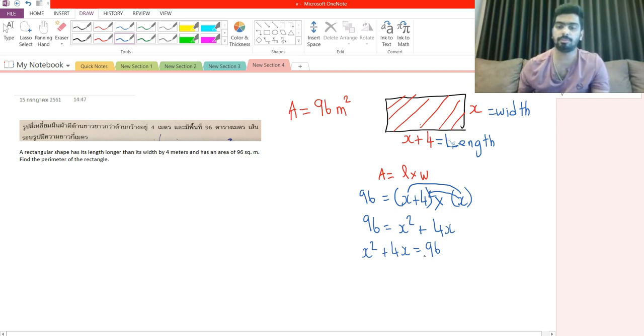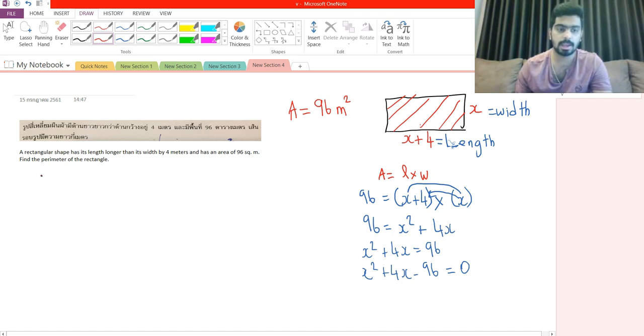Okay, guys, so let us transpose this 96 to the other side so we can factorize the trinomial. We have x squared plus 4x minus 96 is equal to 0. We transposed 96 to the other side. If you don't know how to factorize these kinds of polynomials or trinomials, please check out my previous videos, where I teach how to do it. All right, so let us go on to factorizing.